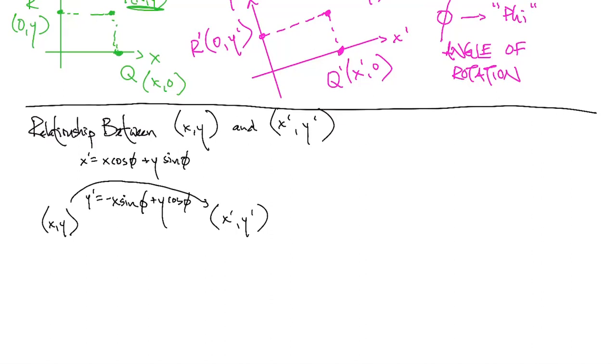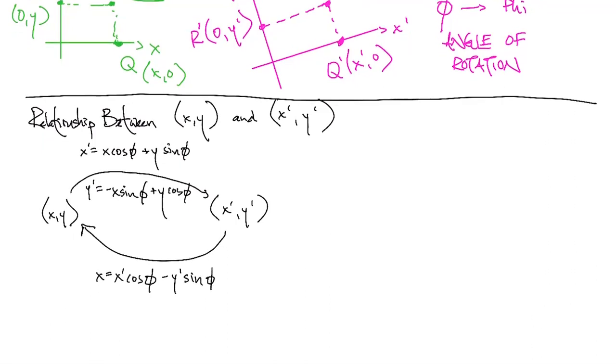If I want to go the other way, to go from my x prime, y prime and redefine it in my original green x comma y, then I can use the following pair of equations. X equals x prime cosine phi minus y prime sine phi, and y will equal x prime sine phi plus y prime cosine phi.